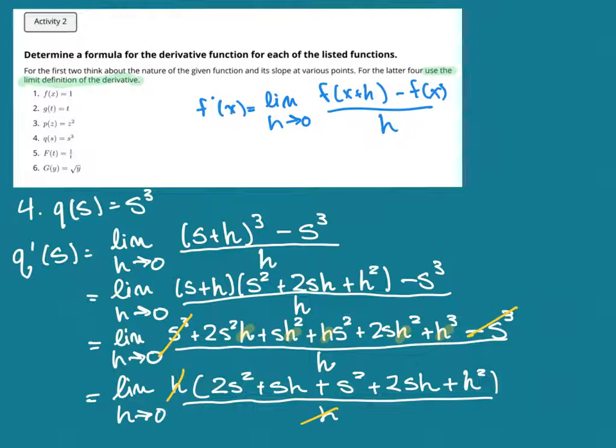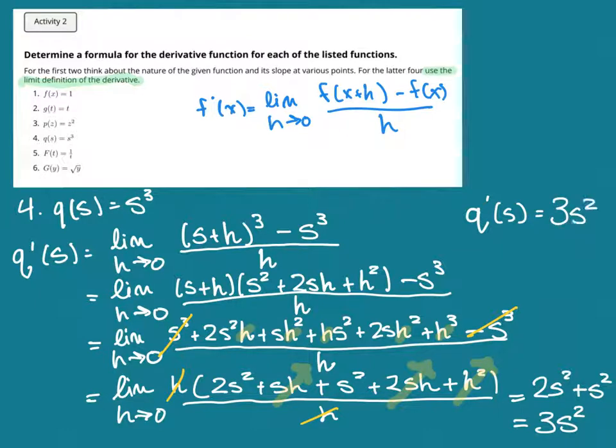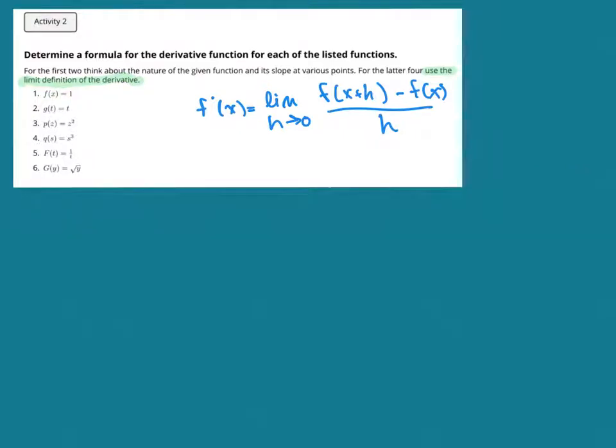This taking the limit step involves letting each of these h's go to 0, go to 0, go to 0. What is left over? Again, what is left over is 2s squared plus s squared. So at the end of that long process, 3s squared is our result. Q prime of s is equal to 3s squared. Ta-da! All right, 2 more to go.